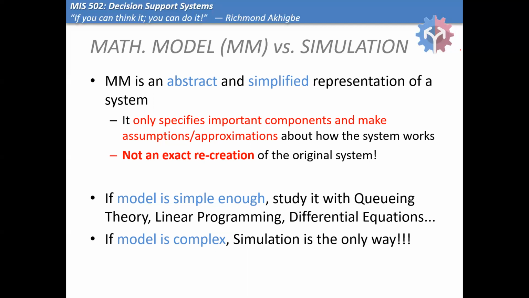And of course, if the model is not simple enough, especially because we are talking about queuing models, you cannot create mathematical models, and then you have to only use the simulation to deal with.